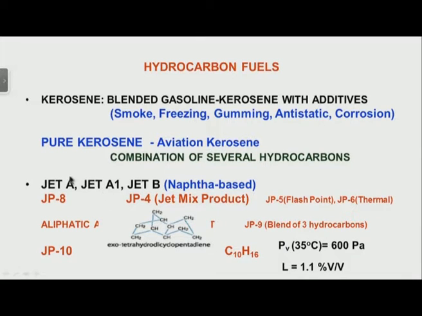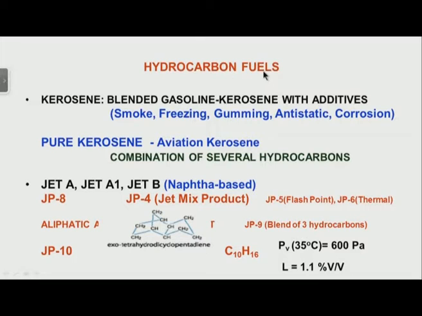The type of fuel we are talking of is Jet A, Jet A1, for which we can say the vapor pressure at 35 degrees is approximately 600 Pascal, and the lean limit of the mixture of kerosene vapor in air is something like 1.1% volume of kerosene divided by volume of mixture. Therefore, maybe we will take a look at these properties.